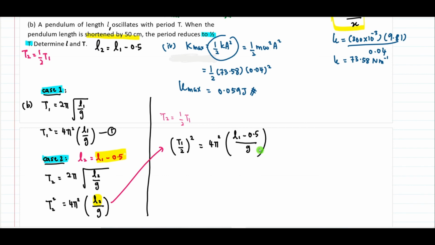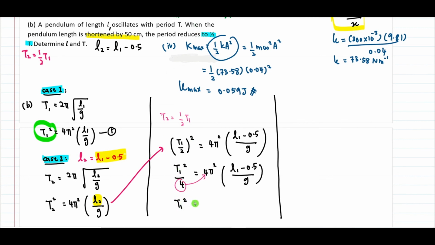Alright. Where we can simplify, we simplify. So let me rewrite. T1 squared over 4 equals 4 pi squared times L1 minus 0.5 over G. Do it step by step. So this 4 can be brought up to the top. So this one should be equal to T1 squared equals 16 pi squared times L1 minus 0.5 over G. So this is T1 squared, and we can substitute this value. We can write this as equation number 2.